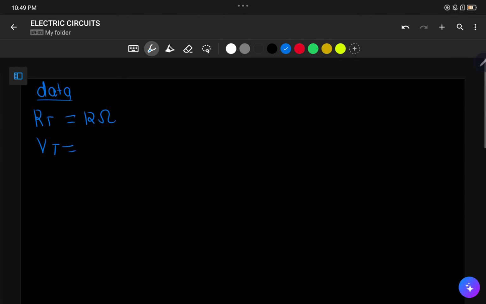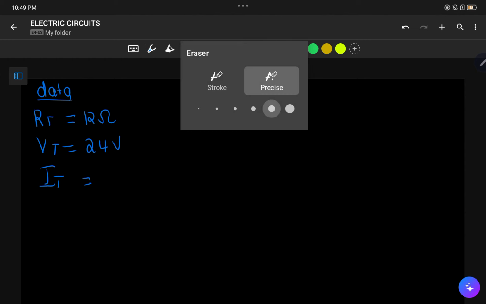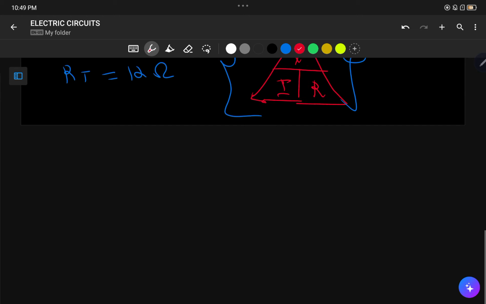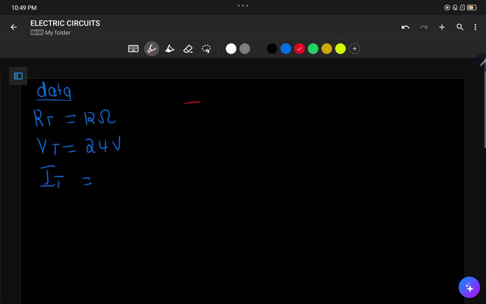It is 24 volts. But what you're looking for is the I total, or the total current, of the whole electric circuit, not just specific parts of the electric circuit. So you're not going to use V equals IR, but you're going to use the formula for I. Because I is here, you divide by I, so I equals V divided by R.